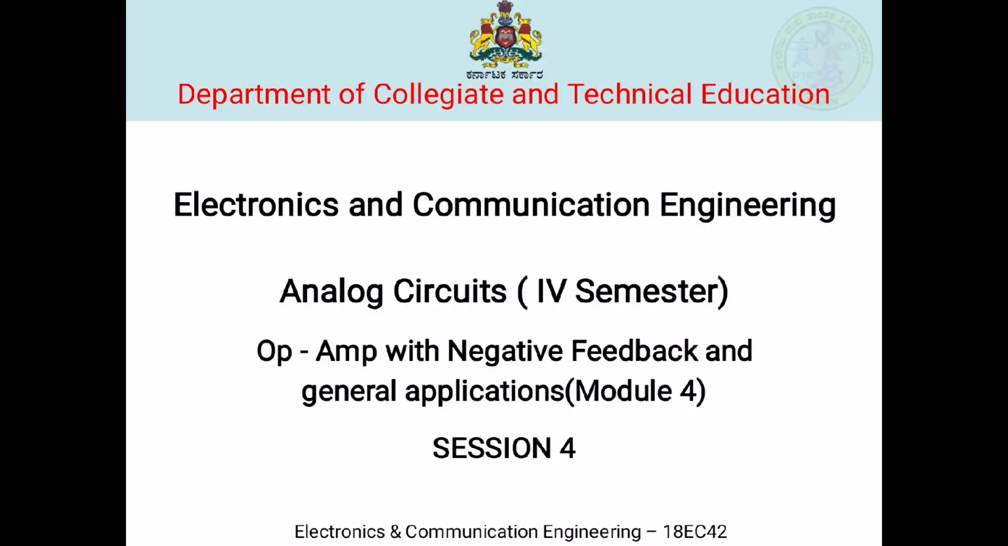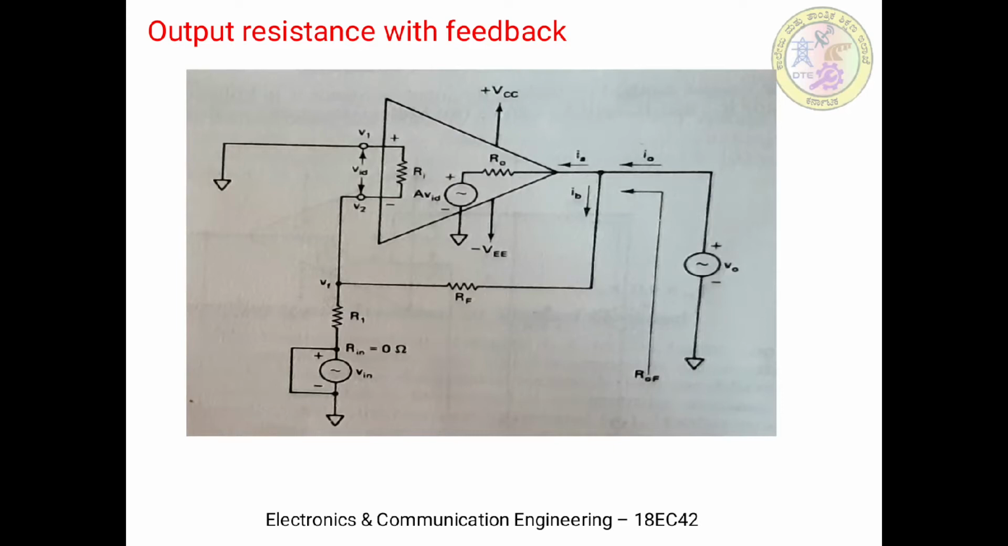So we start session 4 of op-amp with negative feedback. It is a continuation of the previous session. Here we are going to derive the output resistance with the feedback. Again, the reference circuit you can see here is an inverting amplifier with feedback, where RF is the feedback resistance.